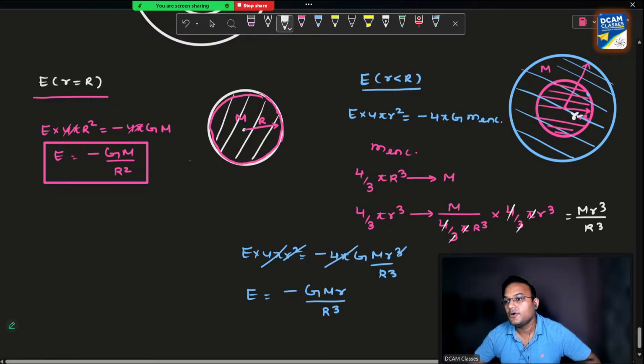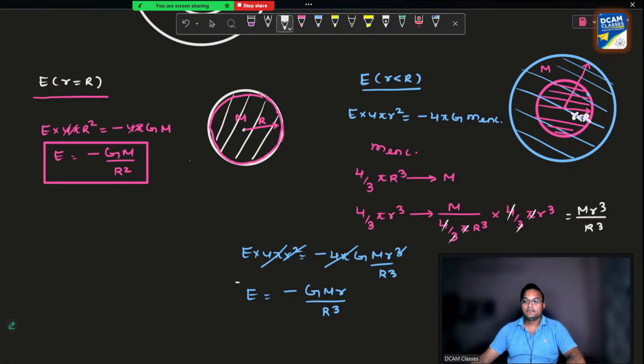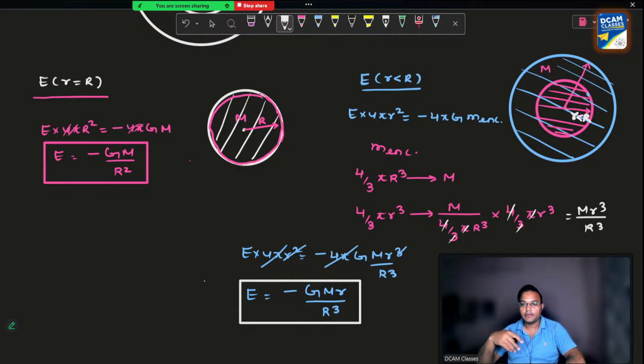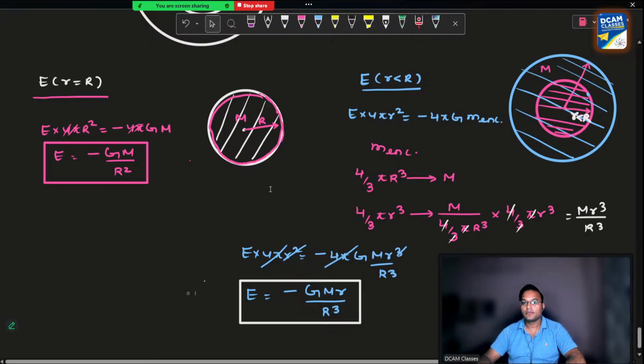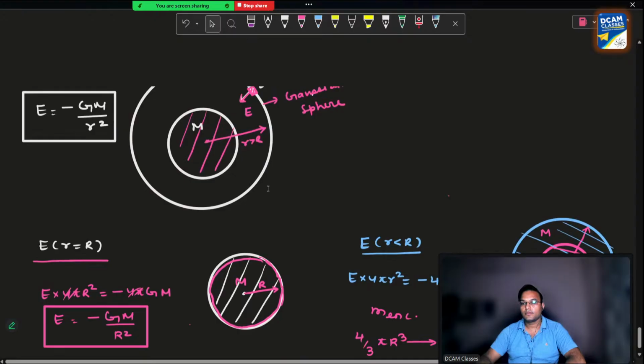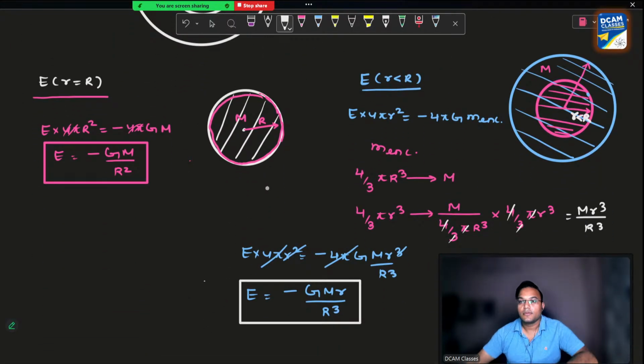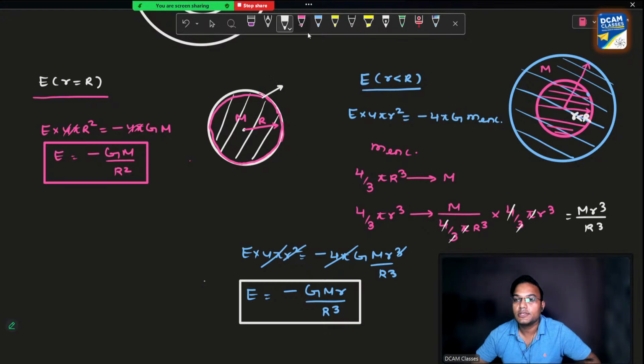Here this Gauss law actually helps. I do not know any other method by which you can find out the field inside a solid sphere, the gravitational field inside a solid sphere. This is a Gaussian sphere. This is also a Gaussian sphere. And this is also a Gaussian sphere.